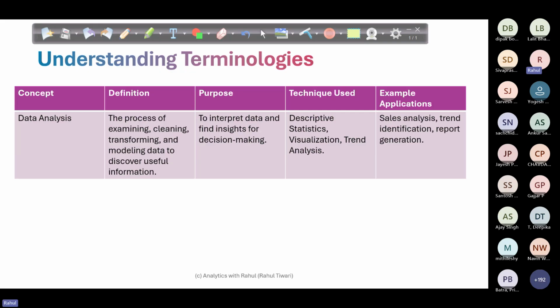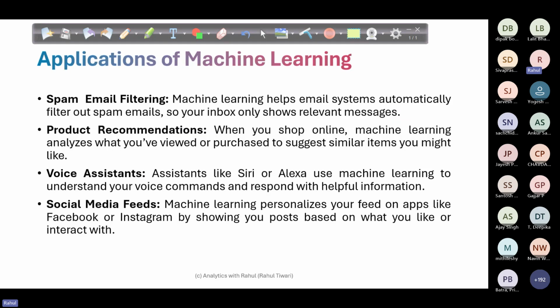Example usage is like sales analysis, trend identification, report generation. These are some of the use cases. There are various applications of machine learning which we have. The first one is obviously spam email filtering. These are some of the examples. You can think of examples in your use case in your industry as well.